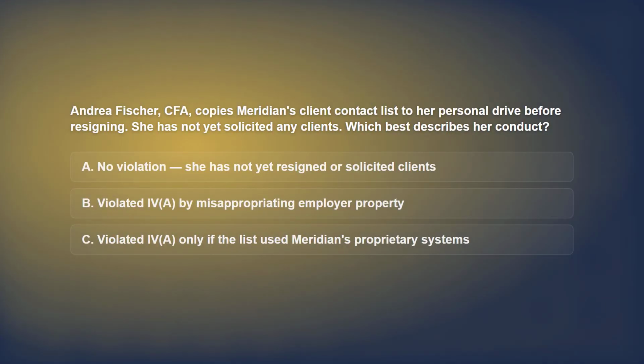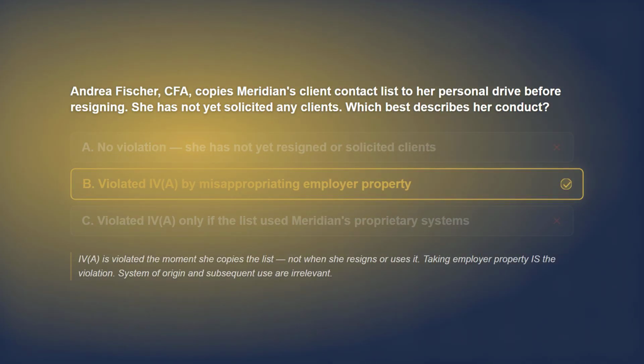Exam question 1. Andrea Fisher, CFA, is a portfolio manager at Meridian Asset Management. She has been offered a position at a competitor and has begun preliminary interviews. While still employed at Meridian, Fisher copies the firm's client contact list to her personal drive, intending to reach out after her resignation. She has not yet resigned or accepted the new offer. Which of the following best describes Fisher's conduct? Choice A: Fisher has not violated any standard because she has not yet resigned or solicited any clients. Choice B: Fisher has violated Standard Roman IV-A by misappropriating employer property. Choice C: Fisher has violated Roman IV-A only if the client list was compiled using Meridian's proprietary systems. Pause and choose.